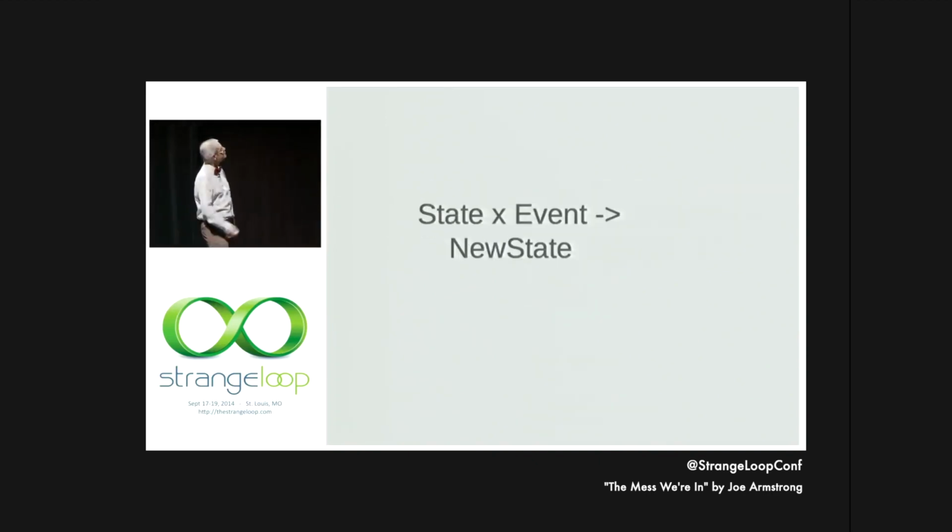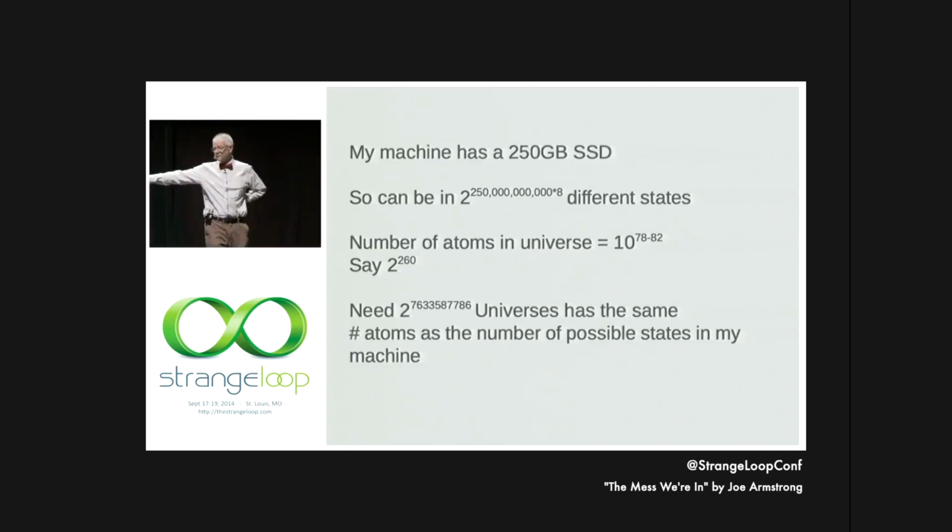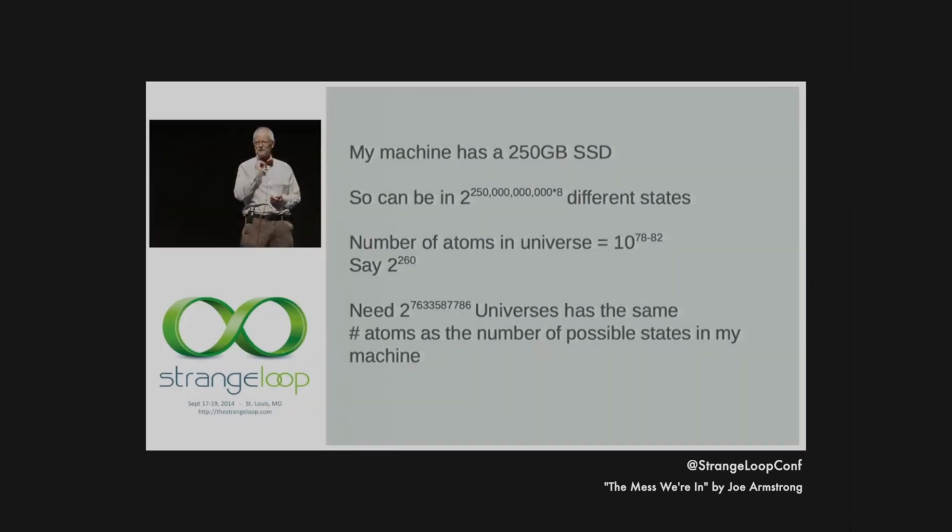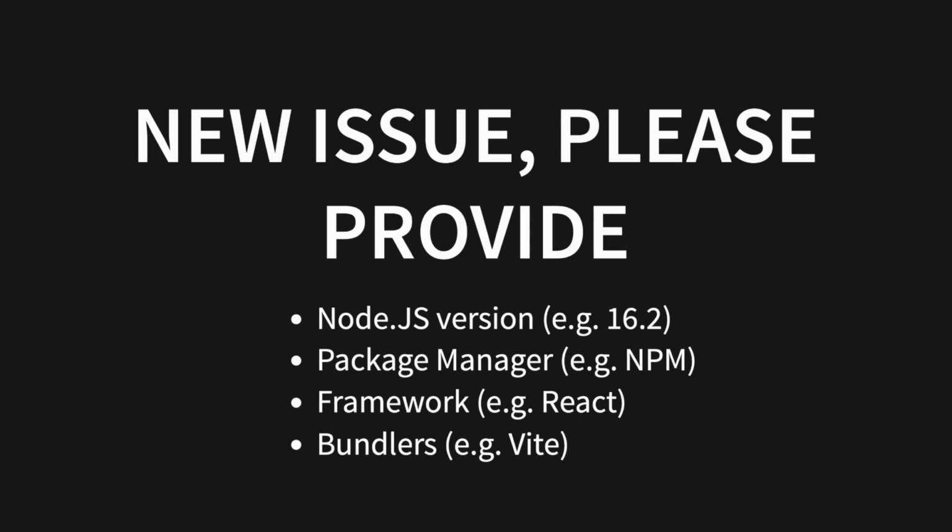"Okay, so a finite state machine is a state cross event, and you get a new state. And so the number of states that my little laptop here has got, 250 gigabytes of flash memory on it, so the number of states it can be in is 2 to the 250 giga times 8. Right? And the number of atoms in the universe is, say, about 2 to the 260. And that means you need 2 to the, whatever that number is, it's unreadable, universes to find 2 computers that have the same state." The rising level of complexity applies to front-end development as well.